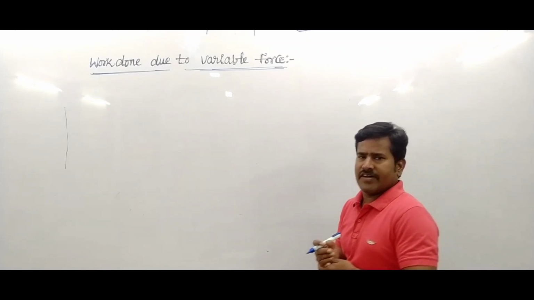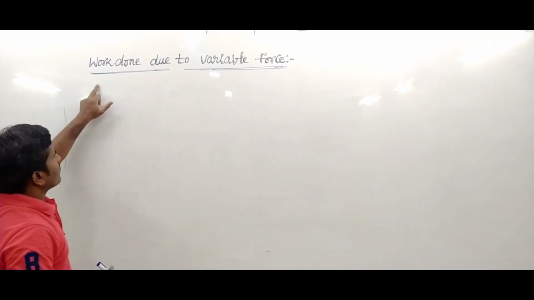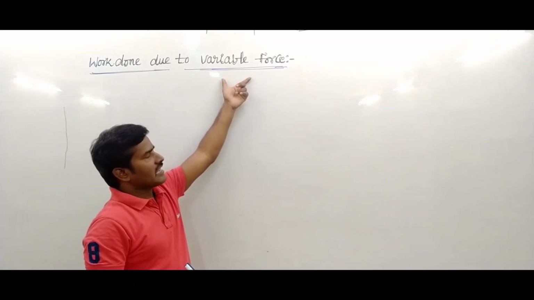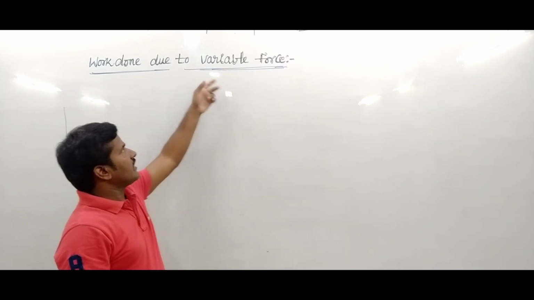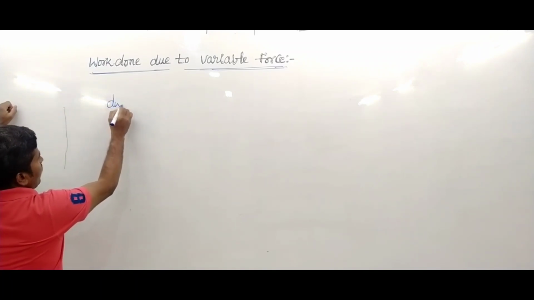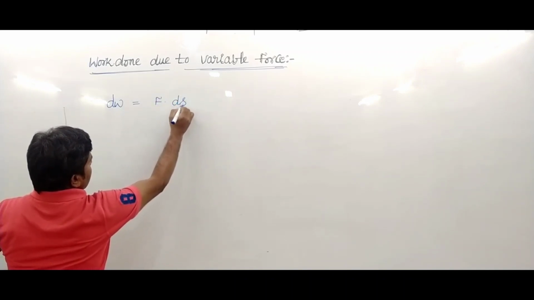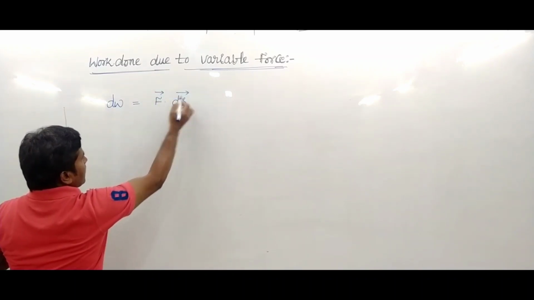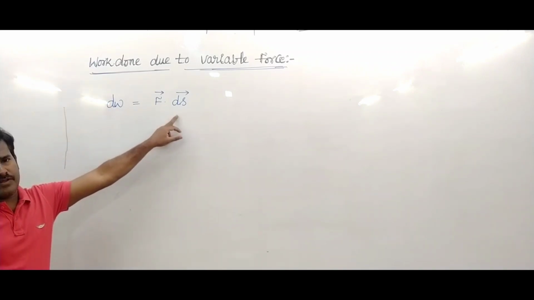How to measure the work? First of all, variable force. Force completely changes, it is not the same. In that condition, how do we calculate the work done? This is written as work done equals F into ds. So F bar dot ds bar. This is dW, the work done due to variable force.